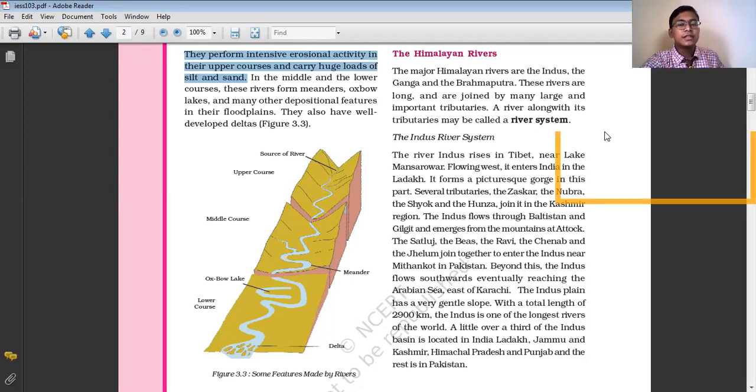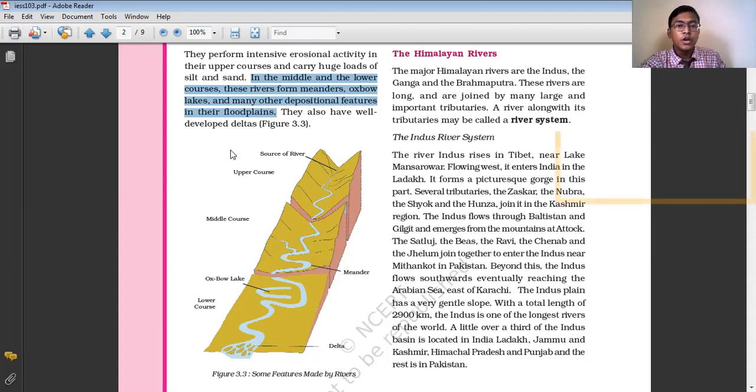In the middle and the lower courses, these rivers form meanders, oxbow lakes, and many other depositional features in their floodplains. The middle course refers to when the rivers enter the low-lying areas, from the mid-Himalayan region to the lower Himalayan region, the lesser Himalaya and the Sivaliks. When they flow from the greater Himalaya and enter the lesser Himalaya and then the Sivaliks range, this part comes under the middle course. When they enter the plain areas, it mainly forms the lower course of the river.